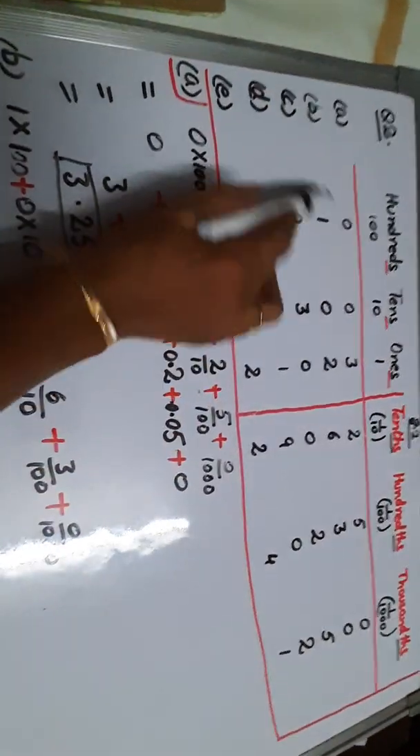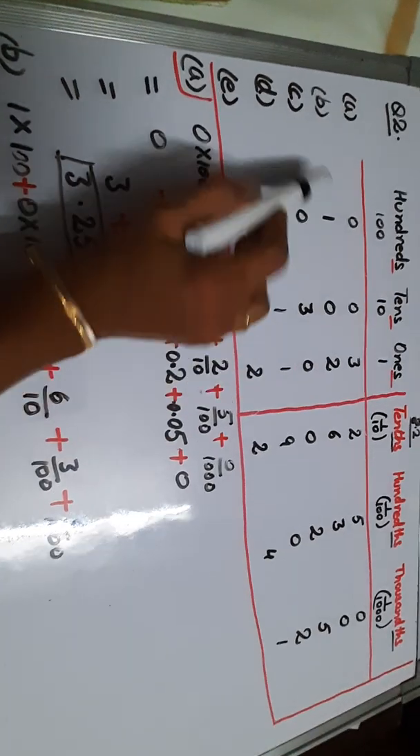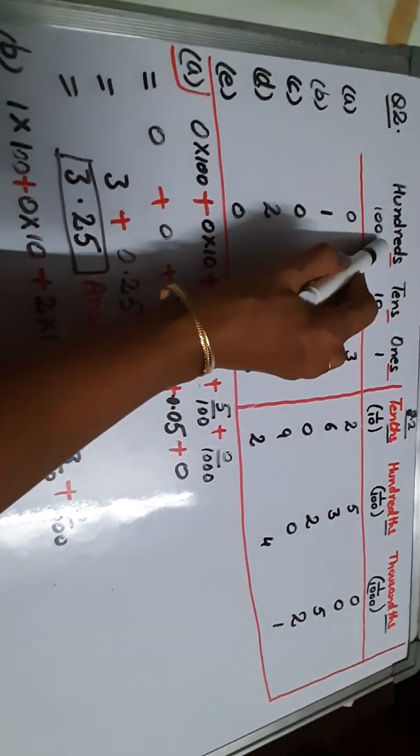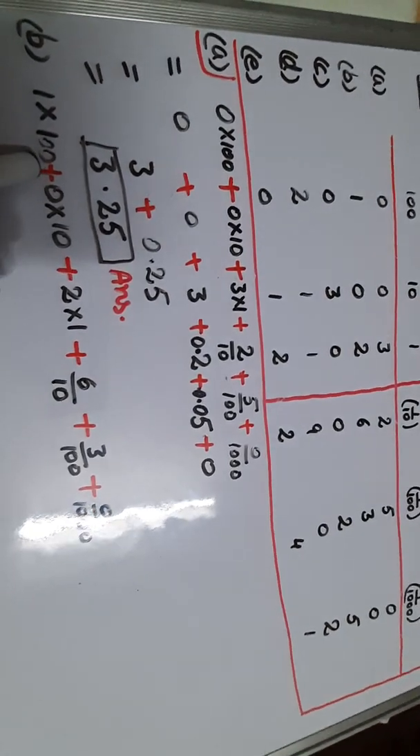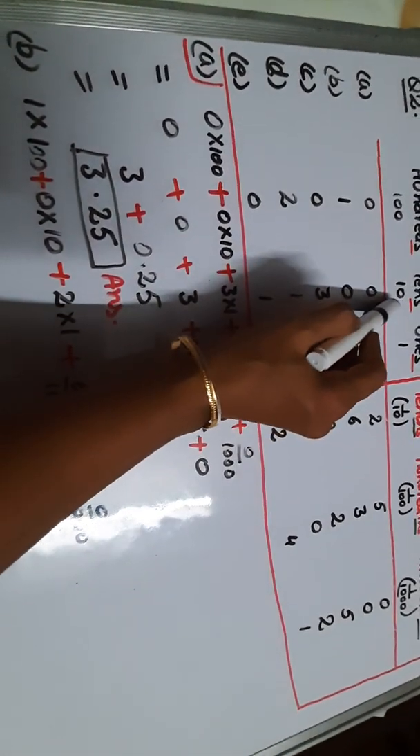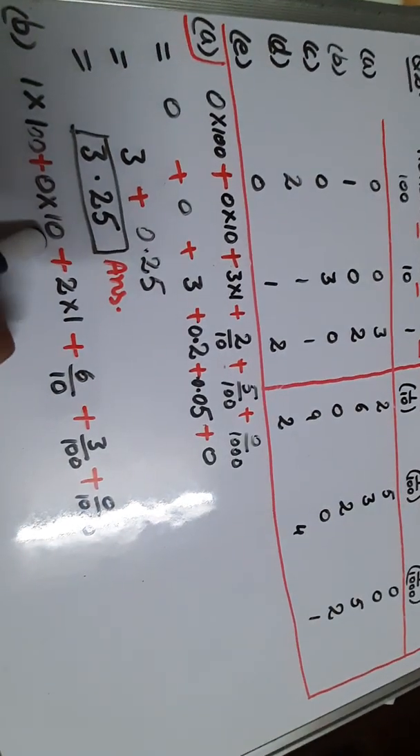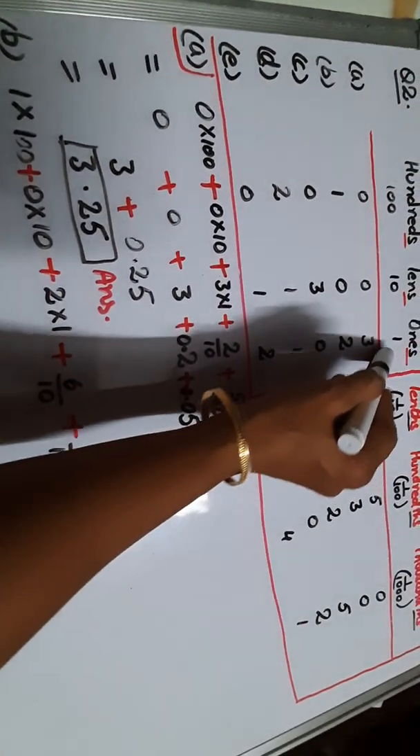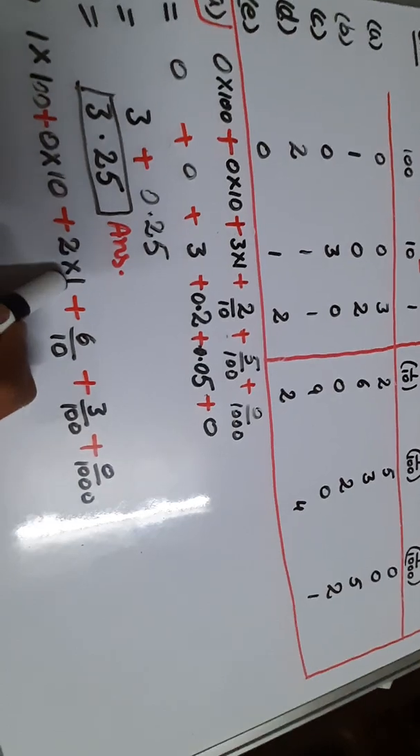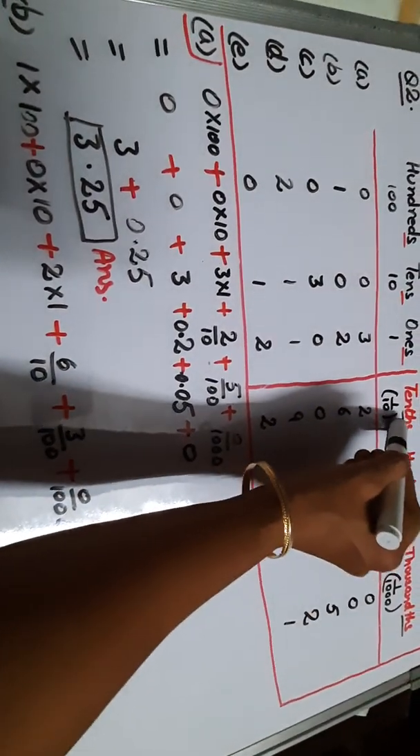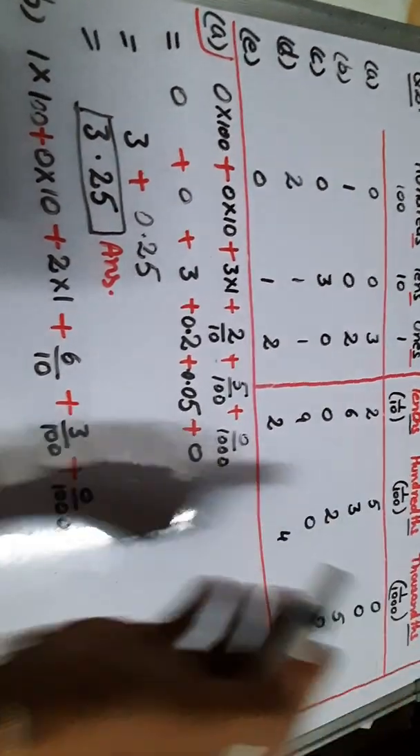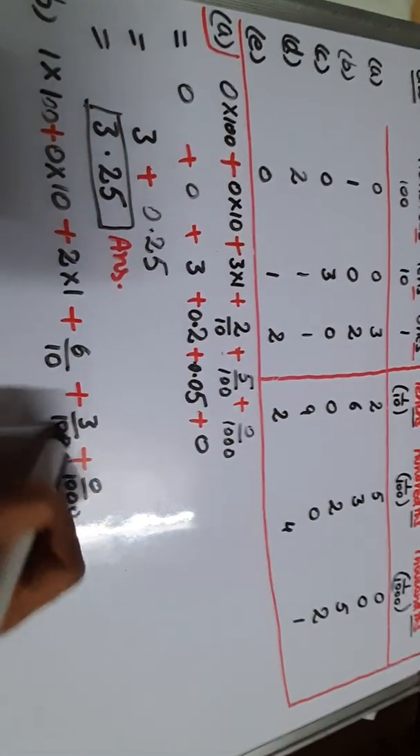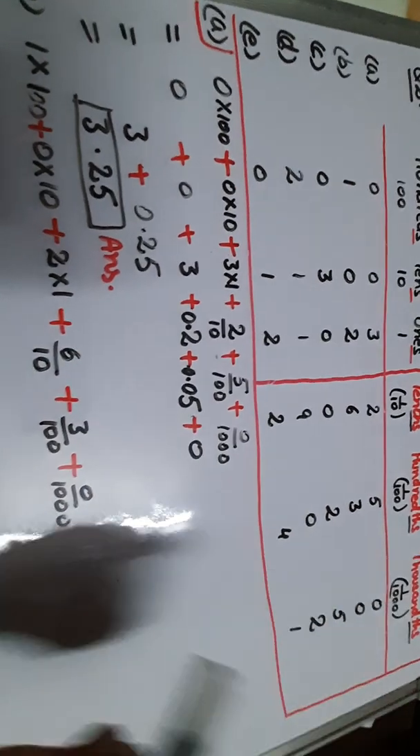Now dear students, B part. Now in B part, 1 is at hundreds place, so we will multiply it by 100. 1 into 100, plus 0 is at tens place, so 0 multiplied by 10, plus 2 is at ones place, 2 is multiplied by 1, plus 6 at tenths place, 6 divided by 10, 3 at hundredths place, so plus 3 by 100. 0 is at thousandths place, so 0 divided by 1000.